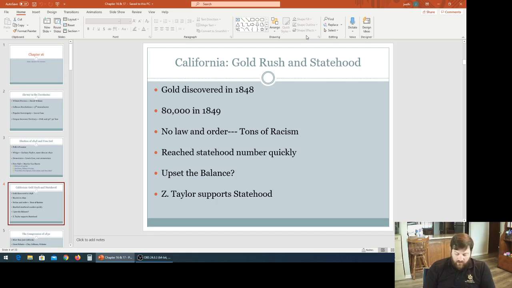Racism and hatred also ran wild in the area. The Mexicans and Native Americans are already there. Mexicans and Native Americans had found gold much before white Americans did. But once white Americans go over, then they start flooding the region, right? So Mexicans, Native Americans had found gold here. They're using it. Now white Americans figure out that this is here.